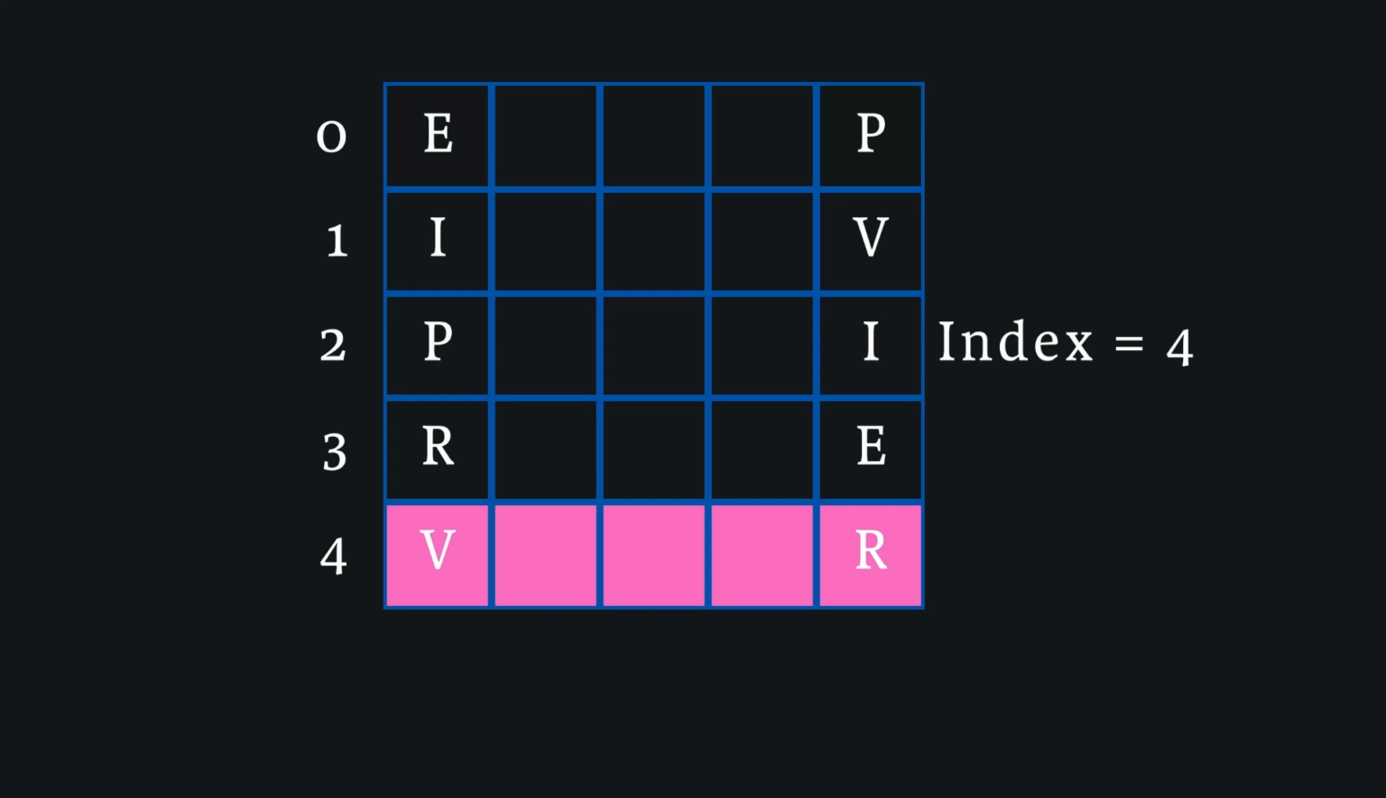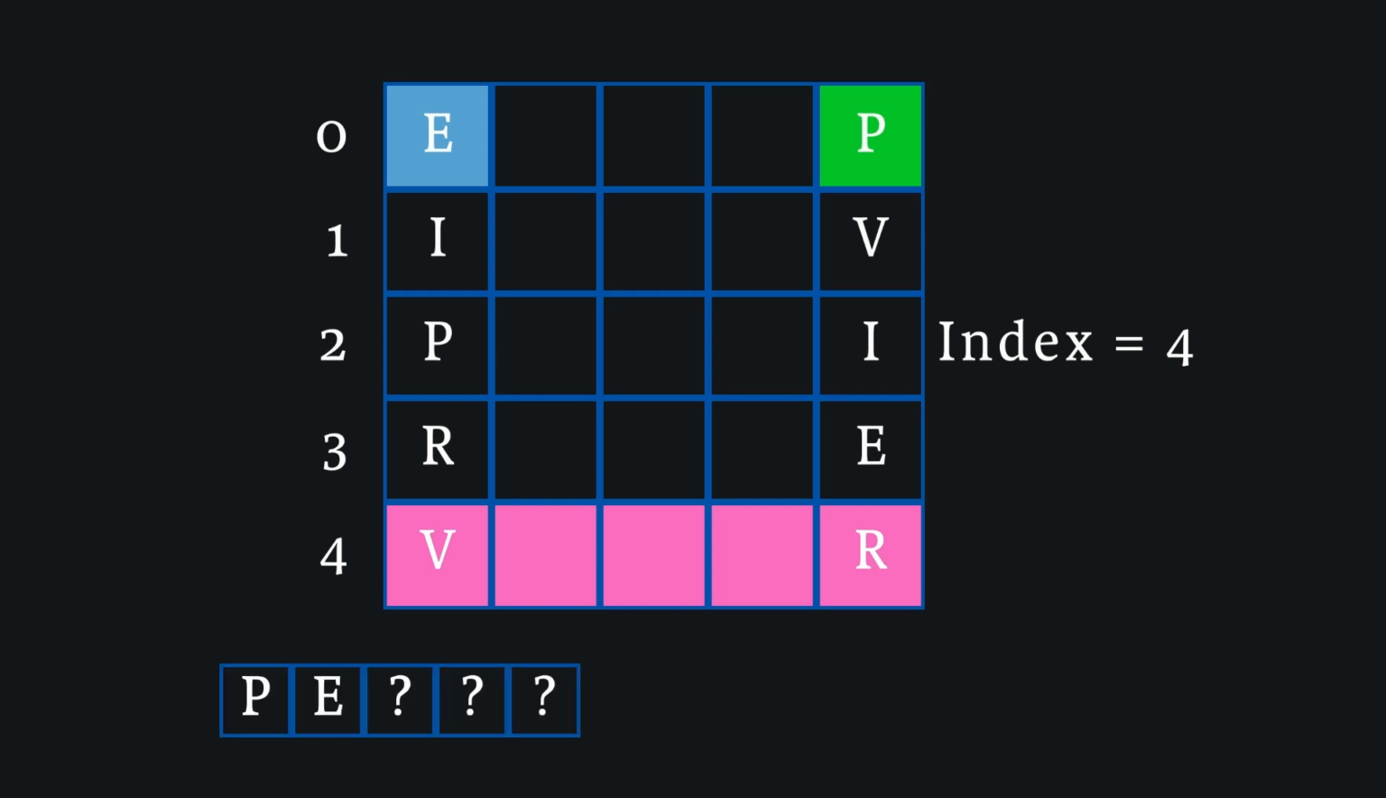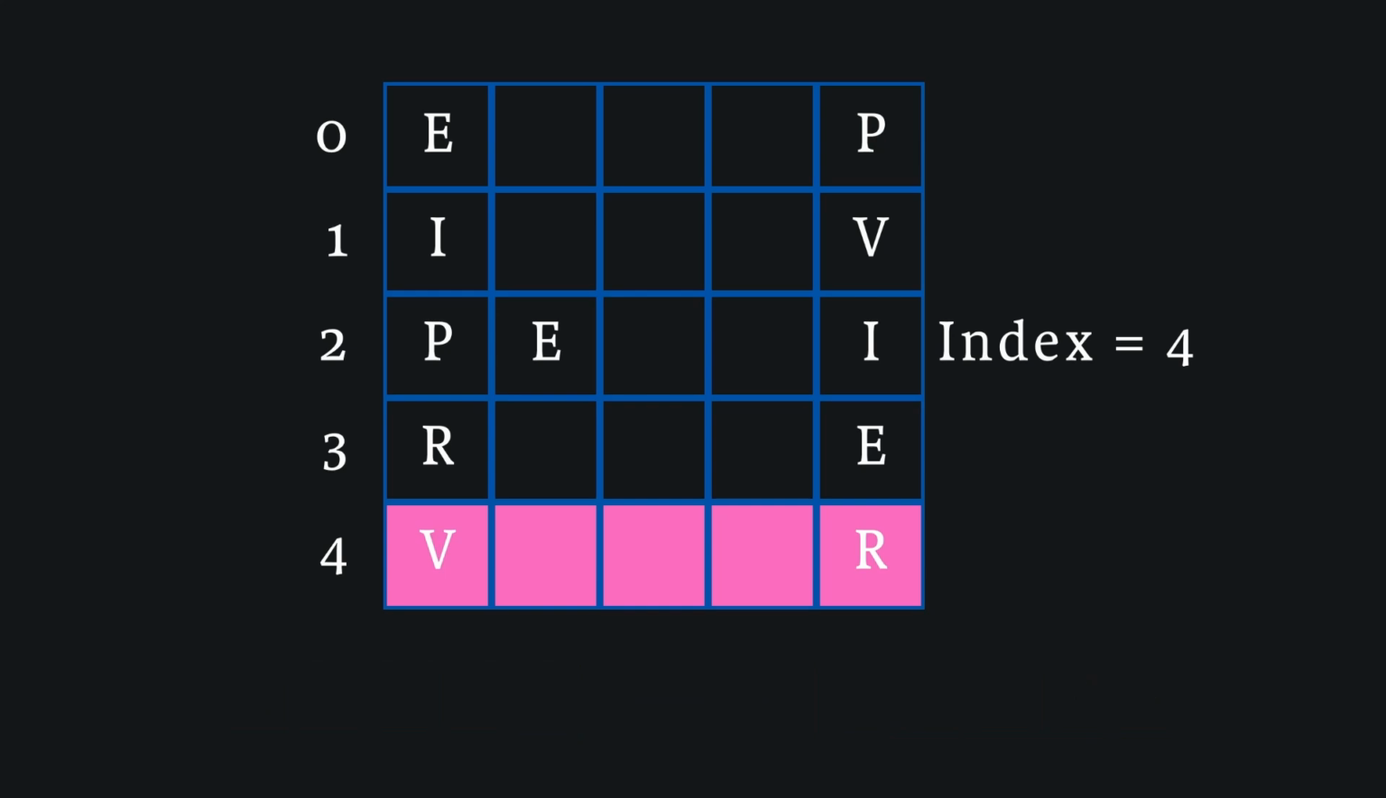Now, if we look at the first row, we see that it starts with E, and it ends with P. But remember, we generated the rows using circular shifts. That means that there was a row that started with P and was followed by E. This means that P comes before E. In other words, E comes after P. And if V comes before I, then I comes after V.